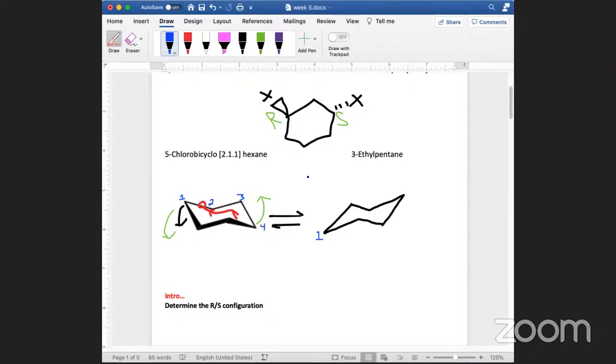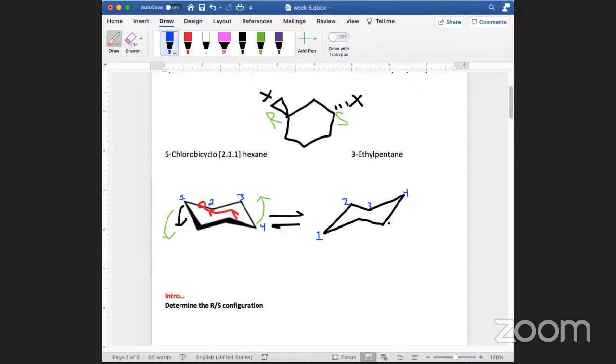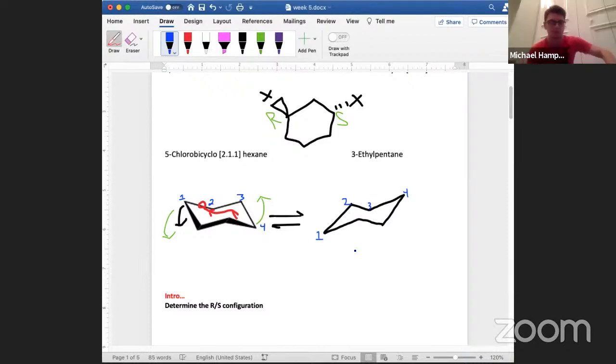You could also count, right? So if this carbon is number 1, move to the right one, that's 2, move to the right one, that's 3, move to the right one, 4. Okay, thank you for clarifying that, because like I said, I was looking at my notes and I couldn't understand them. Yeah. All right.